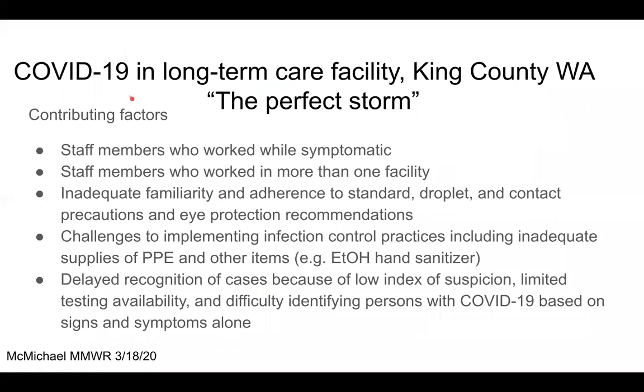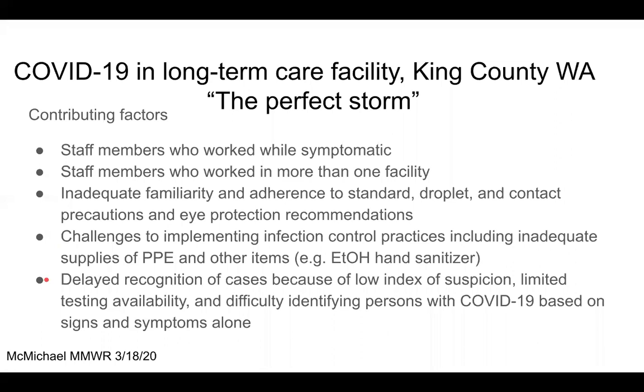And the authors identified five key contributing factors to this catastrophic outbreak, all of which I'm sure are familiar to all of you to some extent within the various settings we are practicing in. First was that staff members worked while symptomatic. Second, staff members worked in more than one facility. Third, there was inadequate familiarity and adherence to necessary infection control measures. Fourth, there were challenges to implementing infection control because of inadequate PPE and hand sanitizer. And finally, there was delayed recognition of cases because of a low index of suspicion, limited availability of testing, and difficulty identifying cases based on signs and symptoms alone.